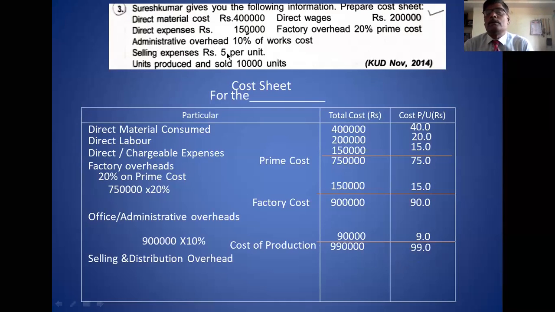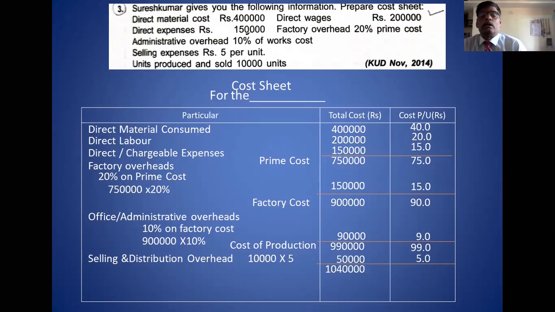Selling and distribution expense is rupees 5 per unit. For 1 unit, rupees 5. Then what about 10,000 units? 10,000 into 5 is 50,000. Per unit is 5 rupees. Then take the total. This is called cost of sale.